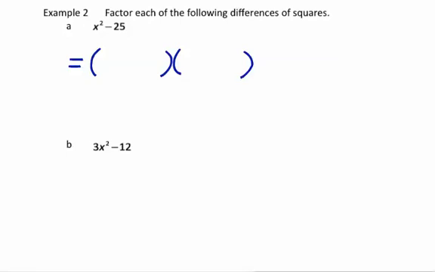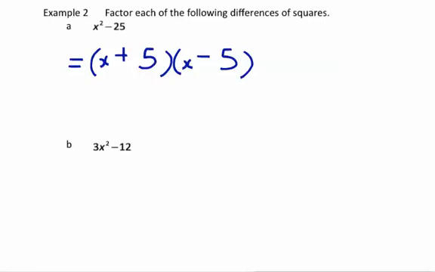To determine what goes in the brackets, we take a look at the first term, x squared. We need to take the square root of that, which is x. That goes in the front of each bracket. Then we need to look at the second term, 25. Take the square root of that, which is 5. That goes in the back of each bracket. We also need to put a sign in between the x and the 5 in both brackets. One of them gets a plus sign, one of them gets a minus sign.